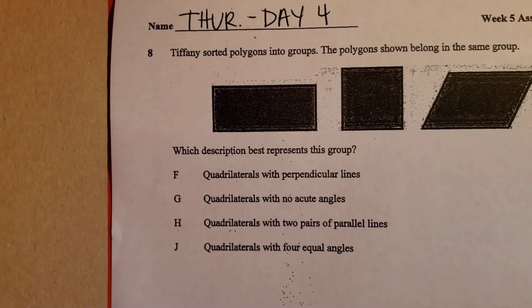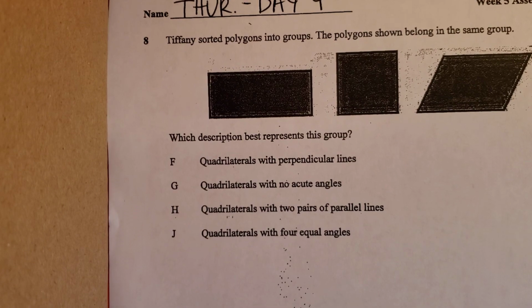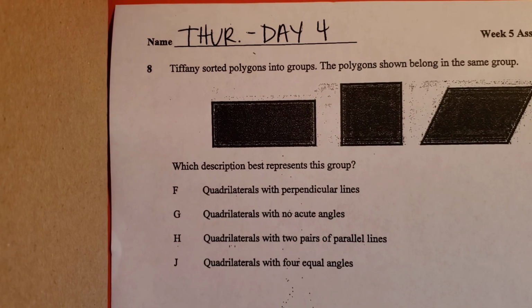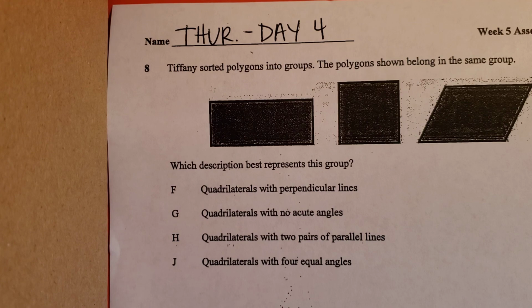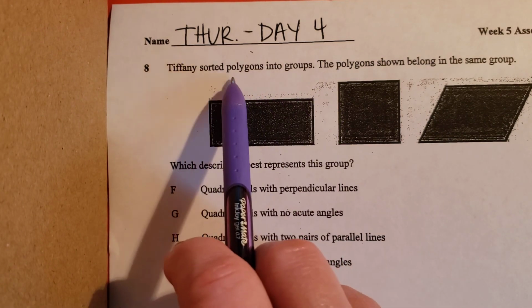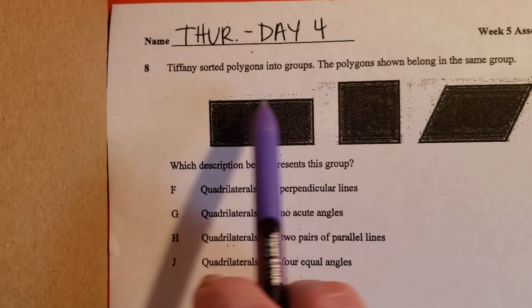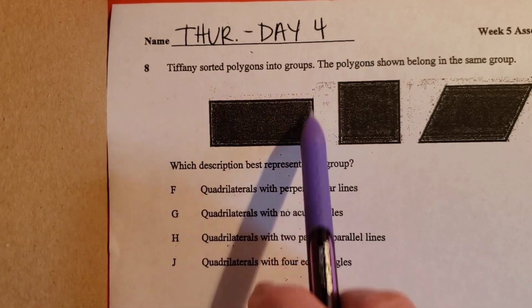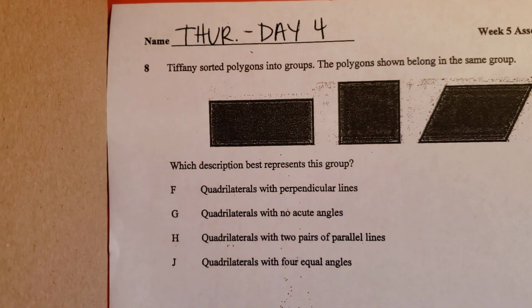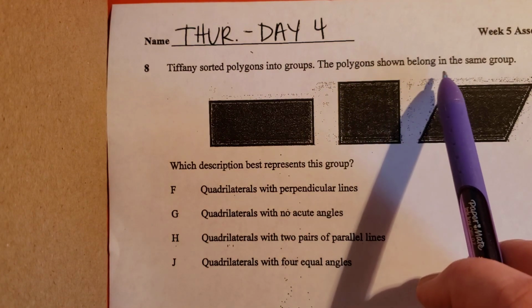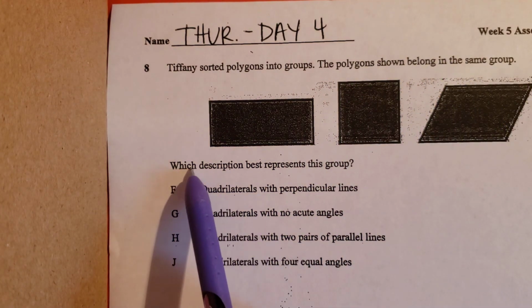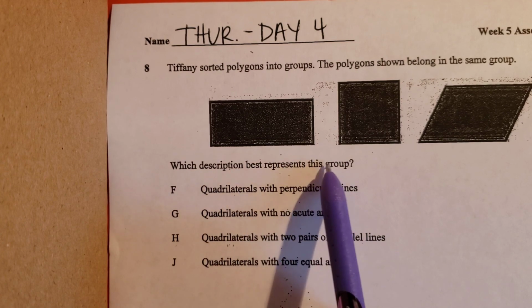All right, what I'd like to do now is move to your last one. And this is why I gave you that horrible joke about parallel lines, because we're going to be talking about parallel lines. Perhaps. Tiffany sorted polygons into groups. Remember, a polygon is any closed figure with straight sides. So these are all polygons, even though they're also something else. The polygons shown belong to the same group. Which description best represents this group?